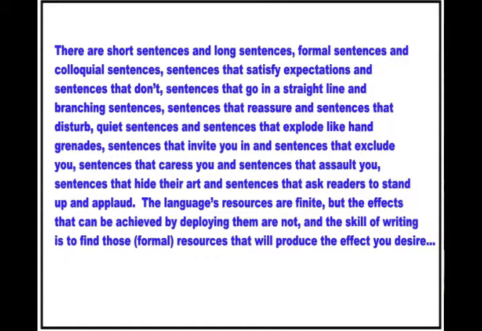The language's resources are finite, but the effects that can be achieved by deploying them are not, and the skill of writing is to find those formal resources that will produce the effect you desire. Notice that Fish has organized his plethora by offering opposing pairs. It's a nice twist, but not necessary to achieve an overwhelming sequence of examples. The second thing you can do is use statistics or testimony from credible sources to show that the personal is also significantly general.